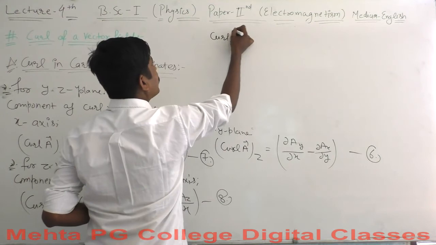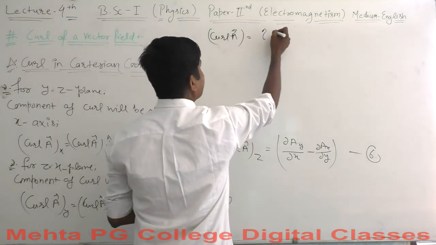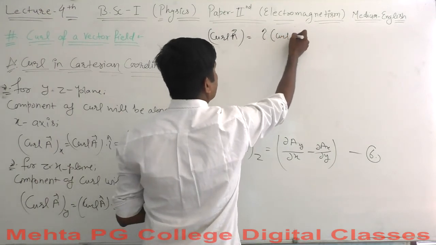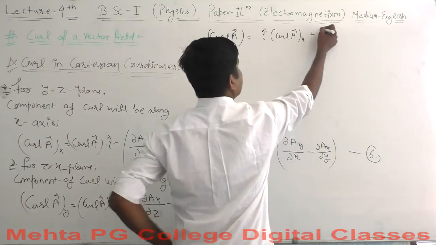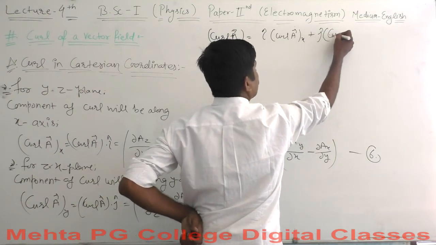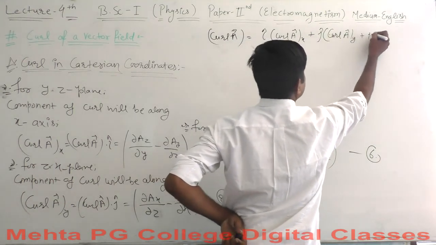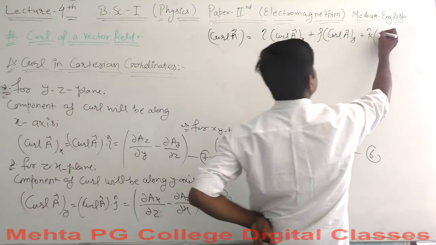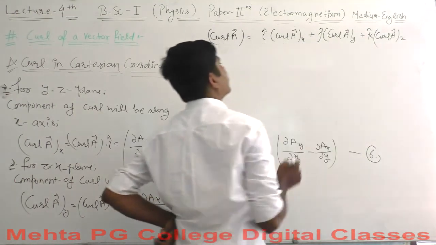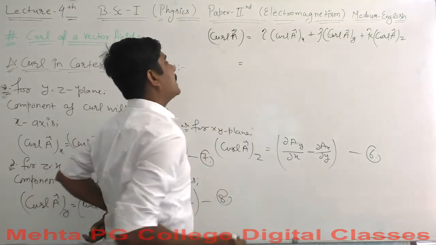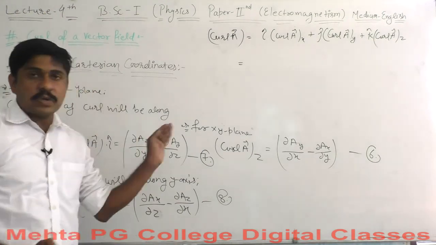So curl of vector A can be found as i cap times curl of vector A along x axis, plus j cap times curl of vector A along y-axis, plus k cap times curl of vector A along z-axis. So we can take values from equation 6, 7 and 8 and we will find the total curl here.